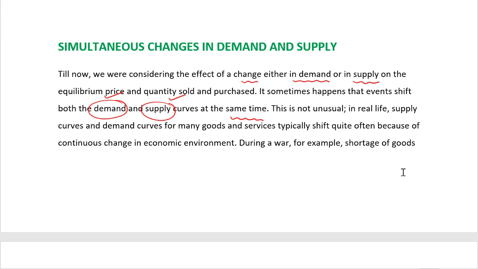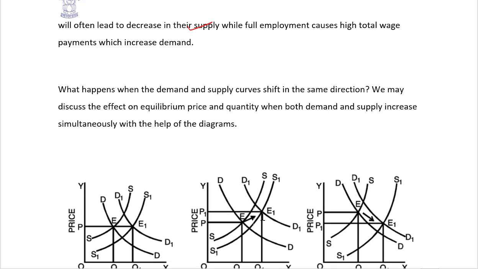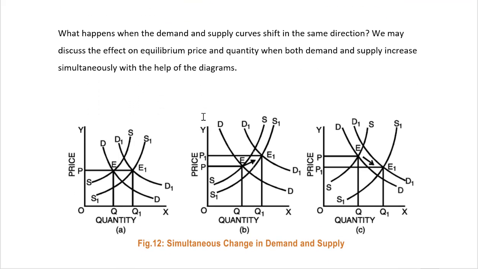Supply curves and demand curves for many goods and services typically shift quite often because of continuous change in the economic environment. During a war, for example, shortage of goods will often lead to decrease in their supply, while full employment causes high total wage payment, which increases the demand. What happens when the demand and supply shift in the same direction? We may discuss the effect on equilibrium price and equilibrium quantity when both demand as well as supply increase simultaneously with the help of the following diagram.